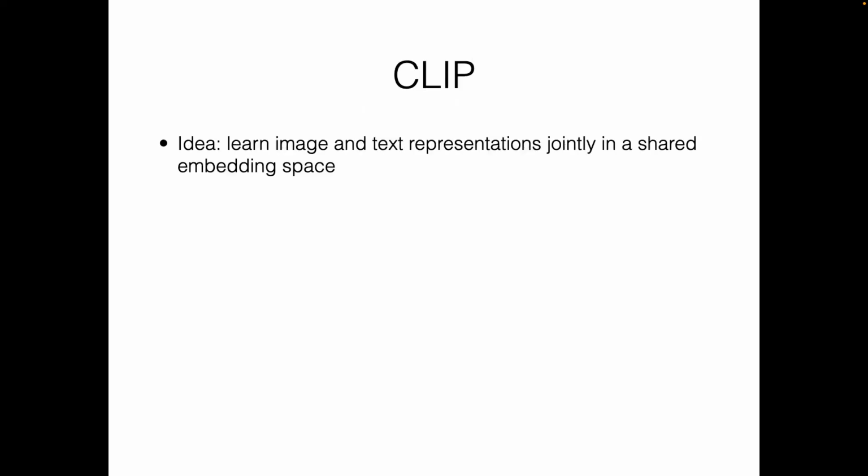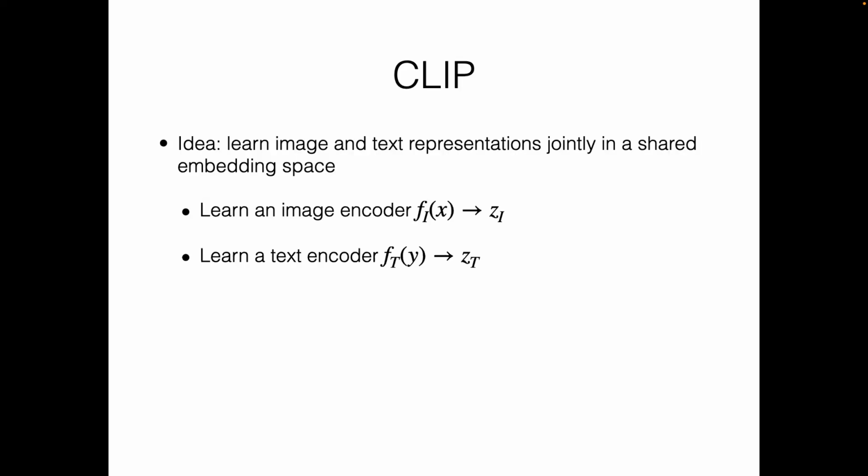So the idea that was proposed was called CLIP. The idea is we want to learn image representations jointly with text representations. What does that mean? Here we have this image encoder, which will go from some image to some vector representing the image, or it could be multiple vectors. And we also want to learn at the same time this text encoder that goes from some text to some vector representation of the text.